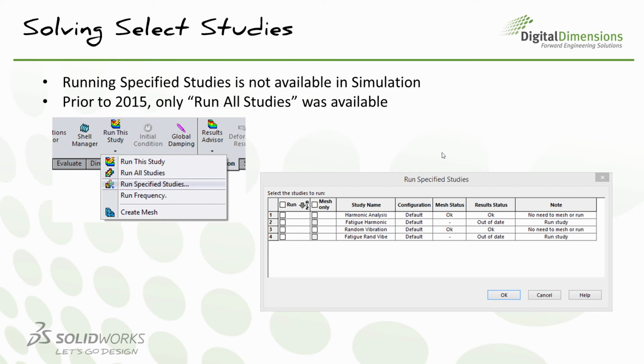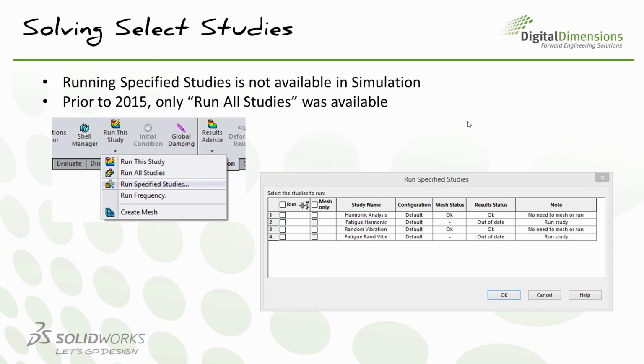We now finally have the ability to run specified studies, meaning we no longer have to go in and say run all studies and then bite the bullet on the ones we didn't want to run. We can go in and, by hitting the pull down under run this study, we can now checkbox the specific studies that we would like to run.